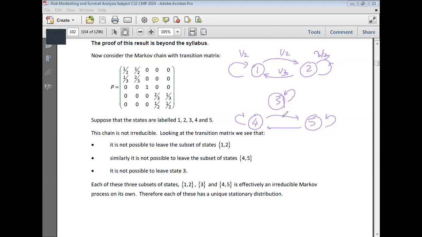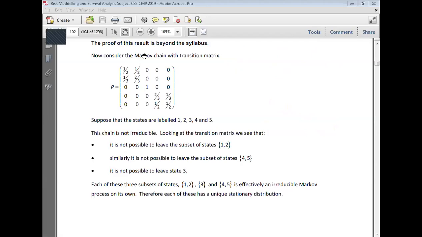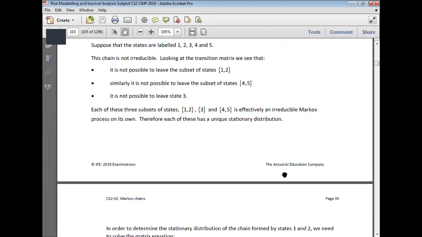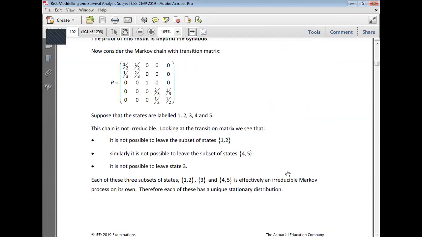I'm not going to indulge in solving these equations, but what you can see here is that they have tried to solve. They solve a stationary distribution for this, a separate stationary distribution for this, and a separate stationary distribution for this one, because there is no possible way that you can travel from this to this, or this to this, or back.